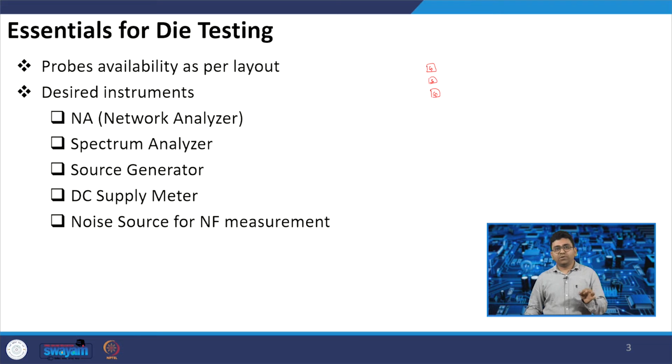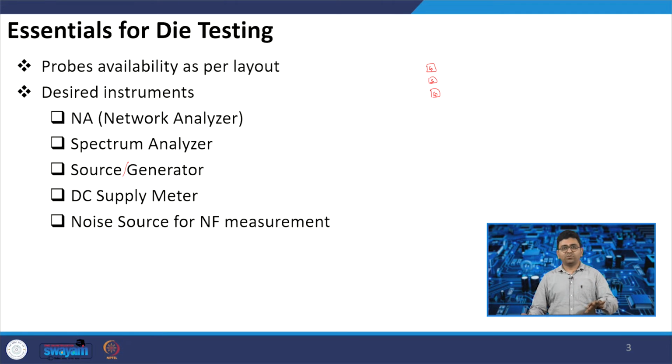Then you also require multiple equipment. It is essential not only for die testing, it is essential for all the RF testing. Let us say network analyzer, spectrum analyzer, source generator or signal generator. There are vector signal generators also available, DC supply meter, various DC sources, and noise source for noise figure measurement. So, all this is required before going for the testing.